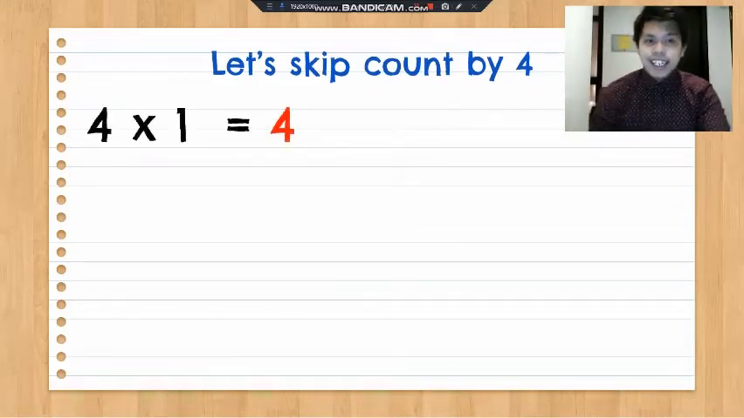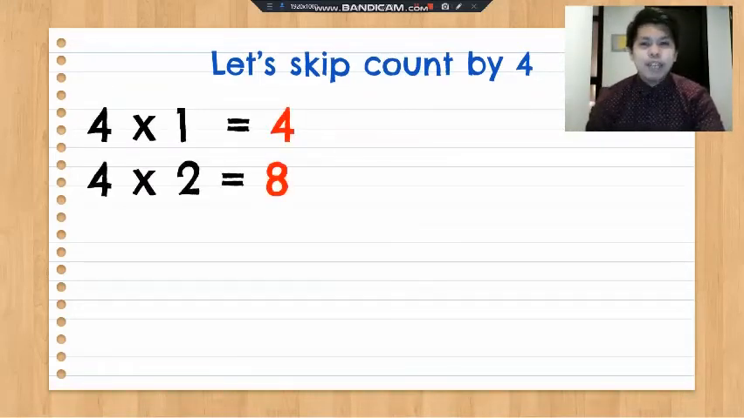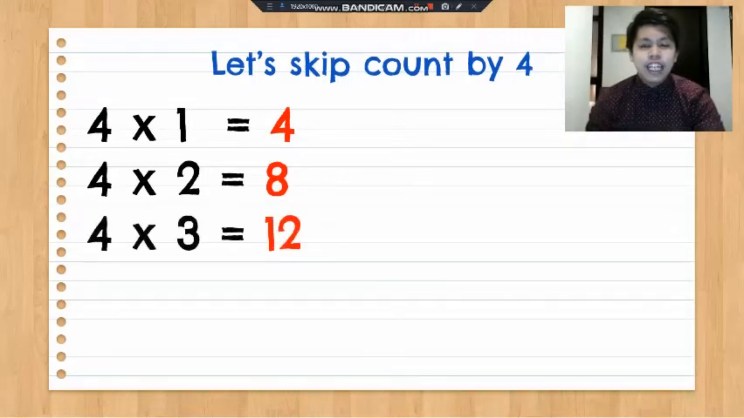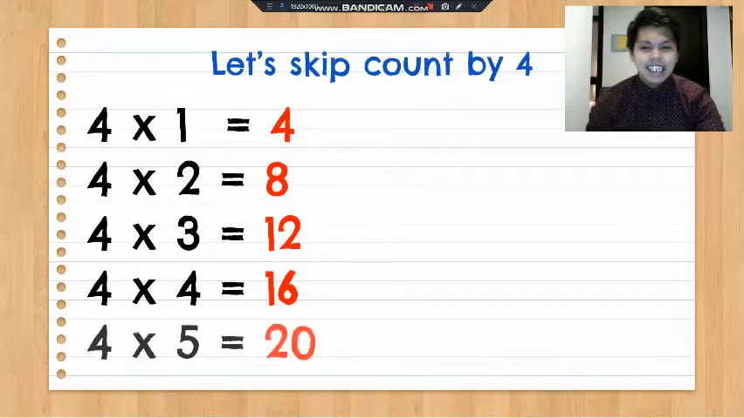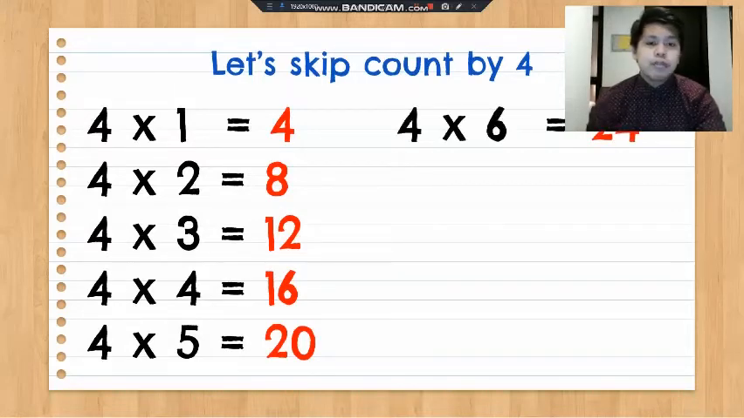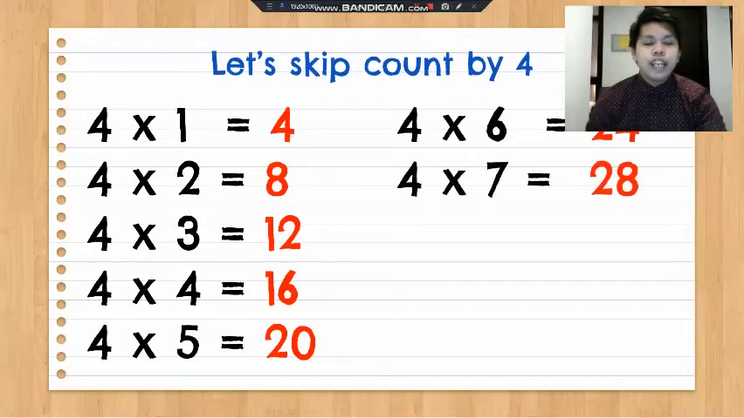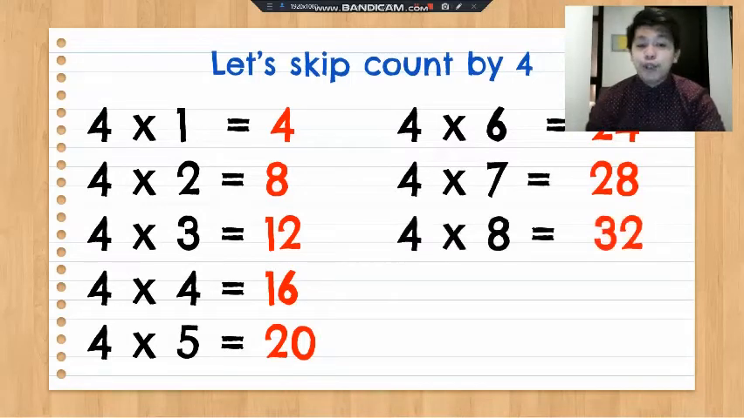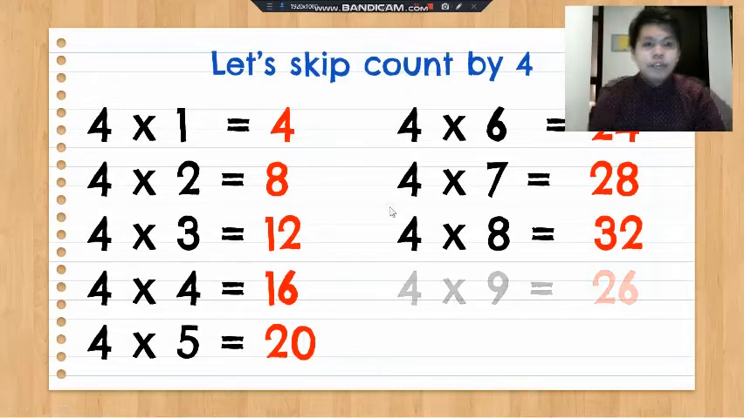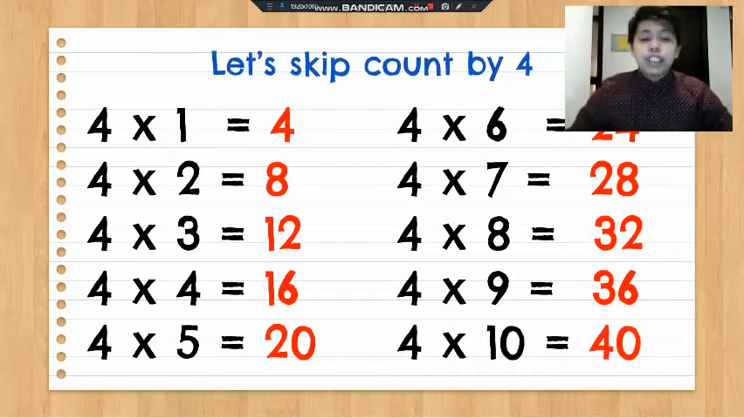4 times 1 is 4. 4 times 2 is 8. 4 times 3 is 12. 4 times 4 is 16. 4 times 5 is equal to 20. 4 times 6 is 24. 4 times 7 is 28. 4 times 8 is 32. 4 times 9 is 36. And last one, 4 times 10 is equal to 40.